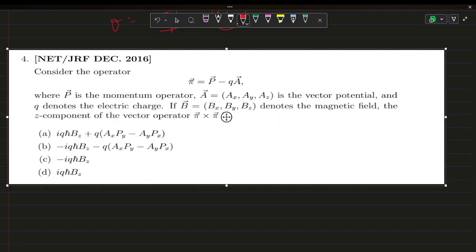Now, question number 4 is this question we were asked in December 2016. So the question is, consider the operator pi, a combination of P and A, where P is the momentum operator and A is the vector potential. So this is a type of operator which is like the momentum of an electron in an external magnetic field or external electromagnetic field.